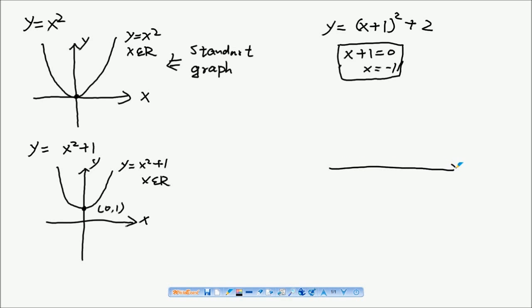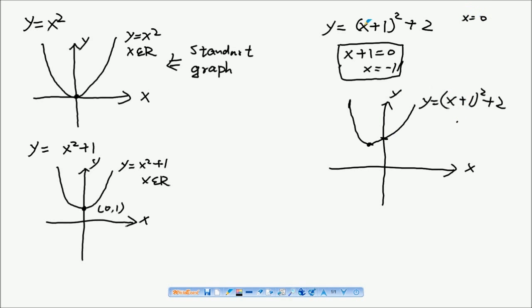As a result, the graph would look like something. The turning point would be 2 units up and 1 unit left. The turning point will be there, and the graph is going to look like something there. This is your x and this is your y. This is y equals (x plus 1) squared plus 2. For the y-intercept, substitute x equal to 0, and y will be 3. Of course, the domain is R.